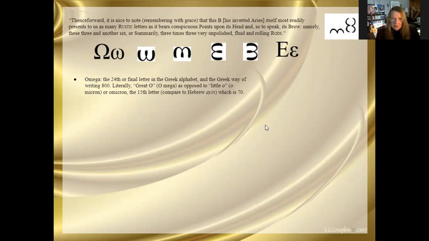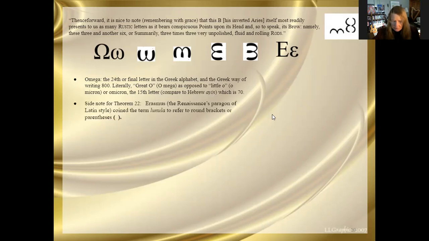Literally, the word for omega is omega, a big O. Now, it may not look like a big O, but that's what the word means, a big O, as opposed to a little o micron, which is omicron, the 15th letter, and that also can be correlated to Hebrew ayin.